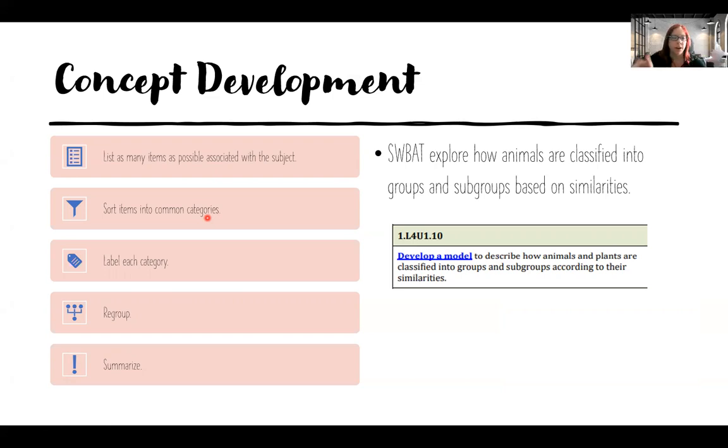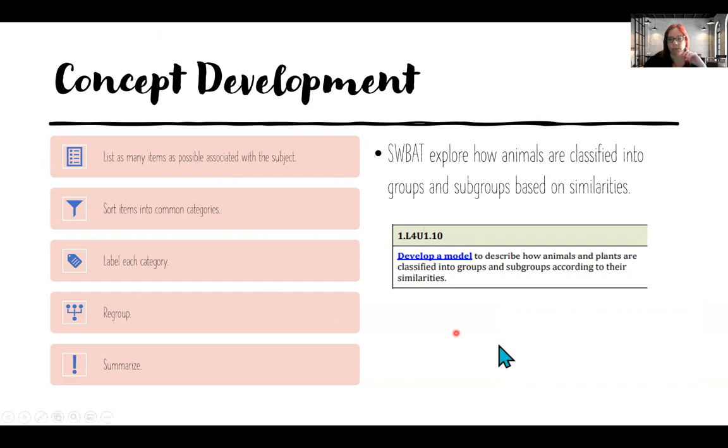Then you're going to say, okay, now that we have those different groups, could we group them a different way? And so then they do another sort where they're sorting it in a different way. And then at the end, they summarize and generalize some of the understandings that they have. When students look for patterns and find commonalities and differences between things, it helps them understand a concept at a deeper level. When they have to make a generalization or a summarization, it helps them tie all of that information together in one cohesive statement.